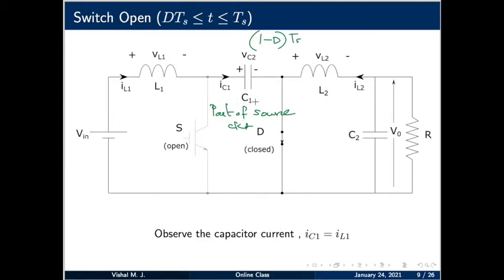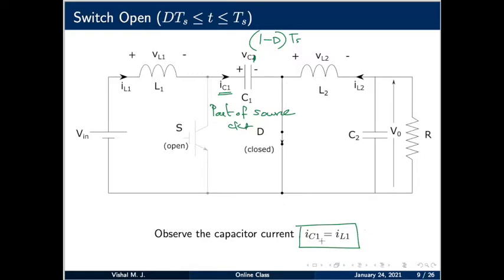Okay. Now, when the diode is conducting, or when the switch is open, the capacitor C1 becomes a part of the source circuit. Now let's find out the value of IC1. You see, IL1 and IC1 are in a series path, so they have to be numerically the same. The direction of both of them is also the same. So, IC1 will be equal to IL1 when the switch is open.